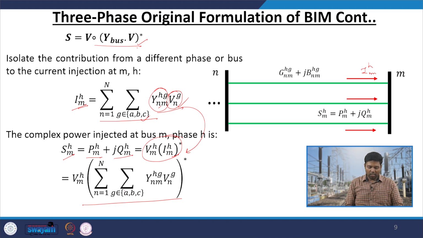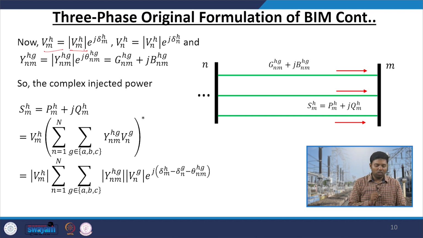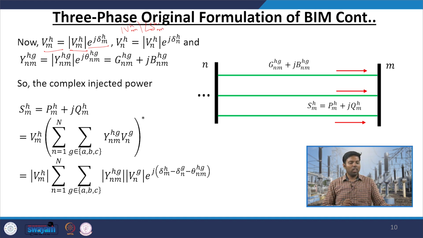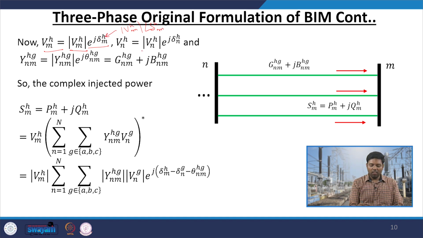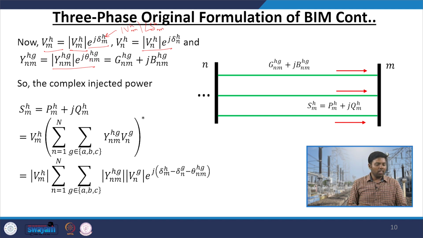So, this is V_mh complex conjugate of the summation of this term. Now, let us say everything, voltage, current, everything is a complex quantity. So, represent this voltage with a magnitude of V_mh and an angle, e to the power j delta_mh. That means it is V_mh angle delta_mh. Similarly, you have V_nh, and your bus admittance you can write like Y angle theta.